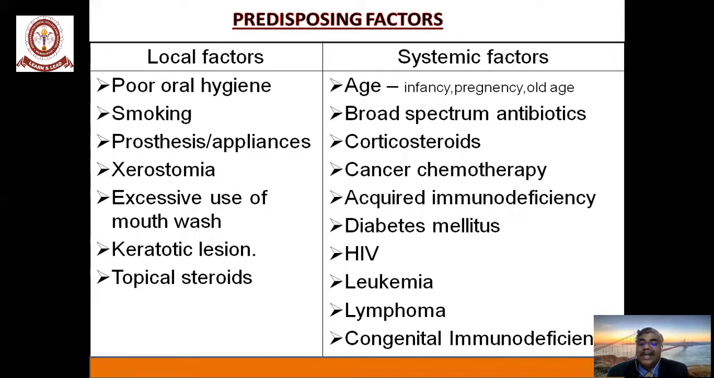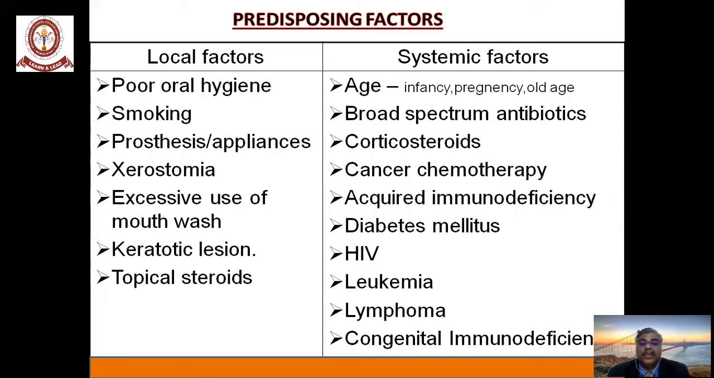Predisposing factors are broadly classified into local factors and systemic factors. The local factors include poor oral hygiene, smoking, prosthesis or appliances, xerostomia or dry mouth, excessive use of mouthwash, keratotic white lesions, and topical steroids. So these are the local factors you should look for when you find oral candidiasis in otherwise healthy individuals.